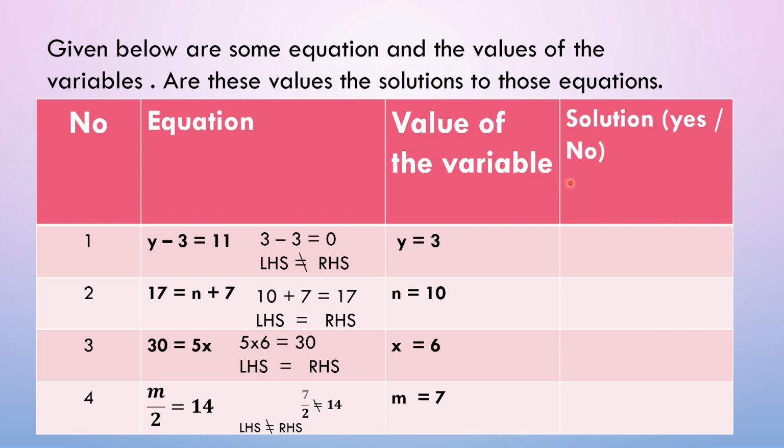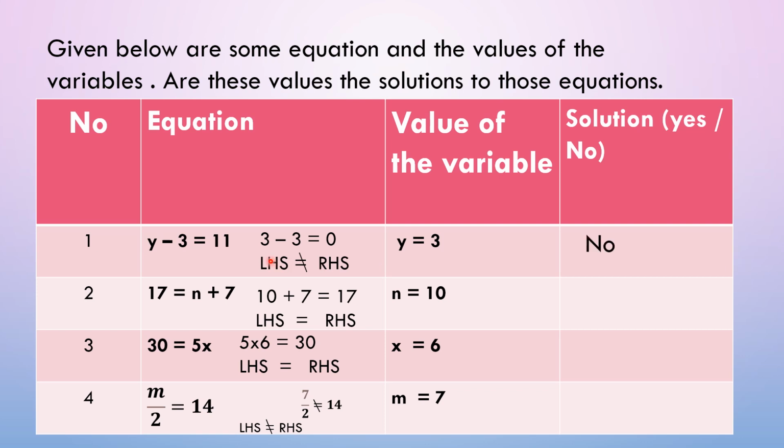Now your first one, y minus 3 is equal to 11. So what value is given? The y value is given as 3. So in the place of y, you have to put 3. So 3 minus 3. So see here, LHS. So 3 minus 3 is what? 0, which is not equal to RHS. So LHS is not equal to RHS. So y is equal to 3 is not a right solution. So no.